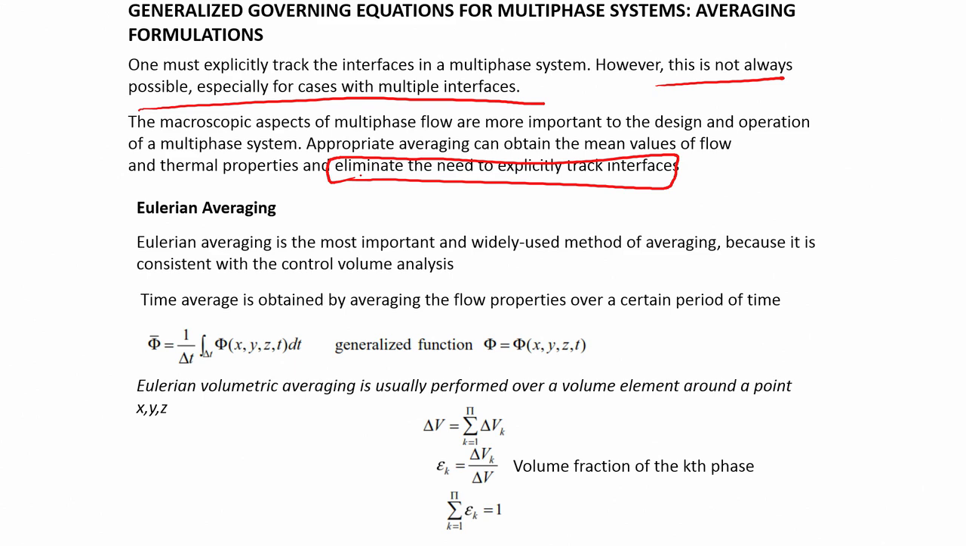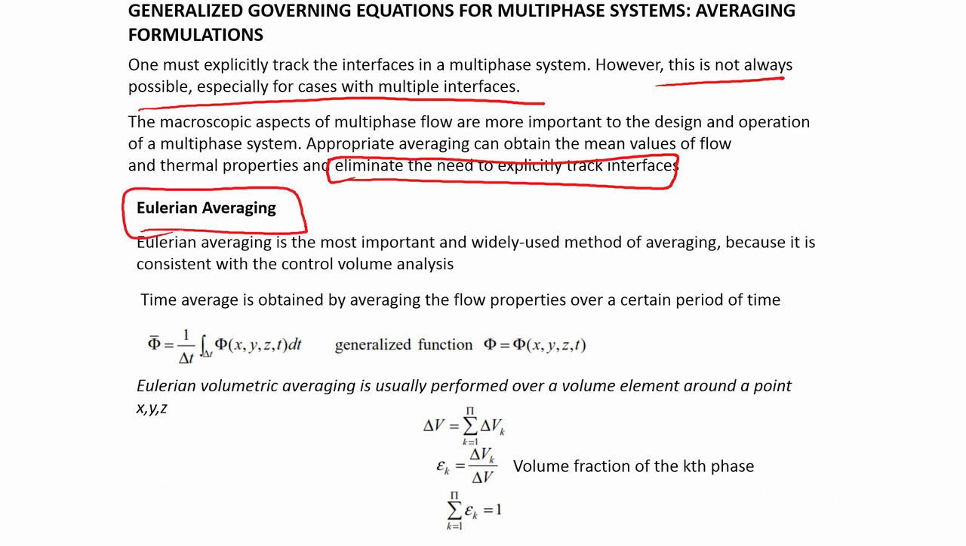So, what are the ways by which, because we can write governing equations, not a problem, but if the problem involves such complicated interfaces, it may not always be feasible to track the interfaces and to analyze the problem in a very simple way. So, one such averaging will be the Eulerian averaging scheme.